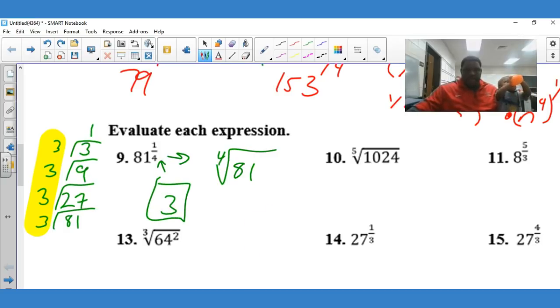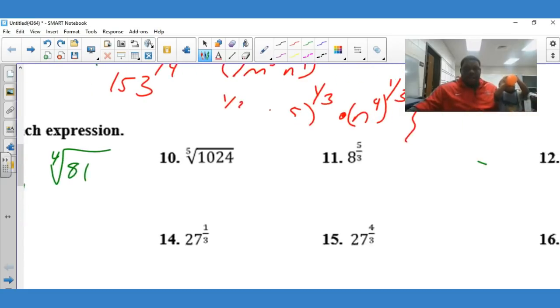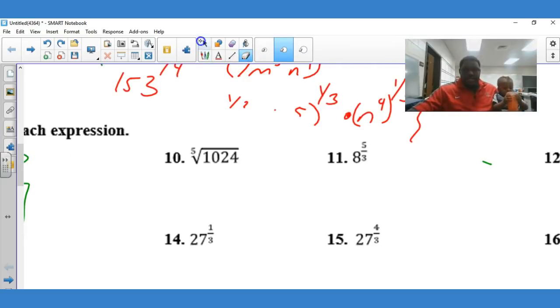Now, I know you guys are like, man, I don't get it. Let me show you another example so you can get it. Over here, this example, 1024, the fifth root. If you look at this, it's a positive number. So, of course, the smallest prime number is 2. So again, I start with 2.